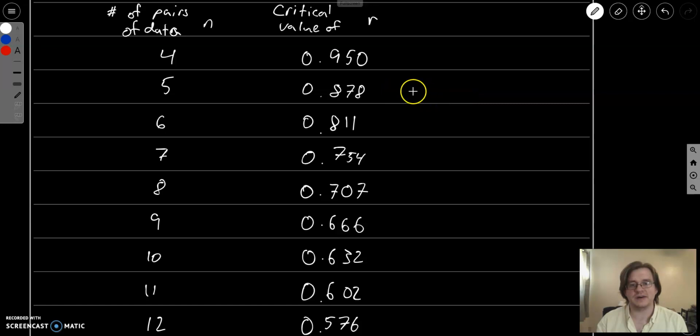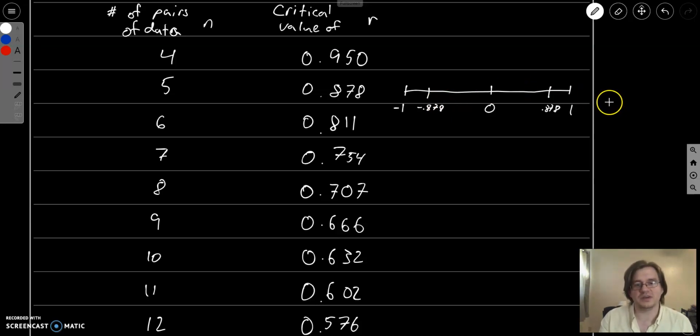Let's assume that we have 5 data points, so we'll use a critical value of 0.878. I'll just draw a little number line, and we've got -1, 0, and 1. And the critical value of R, we will also plot this. This will be out here, so this is about 0.878. And over here to the left will be about -0.878.